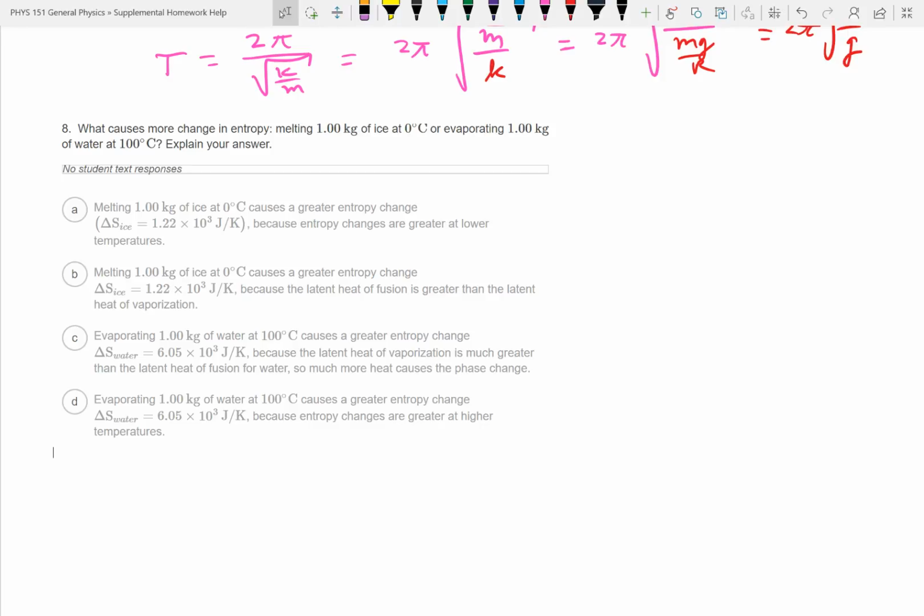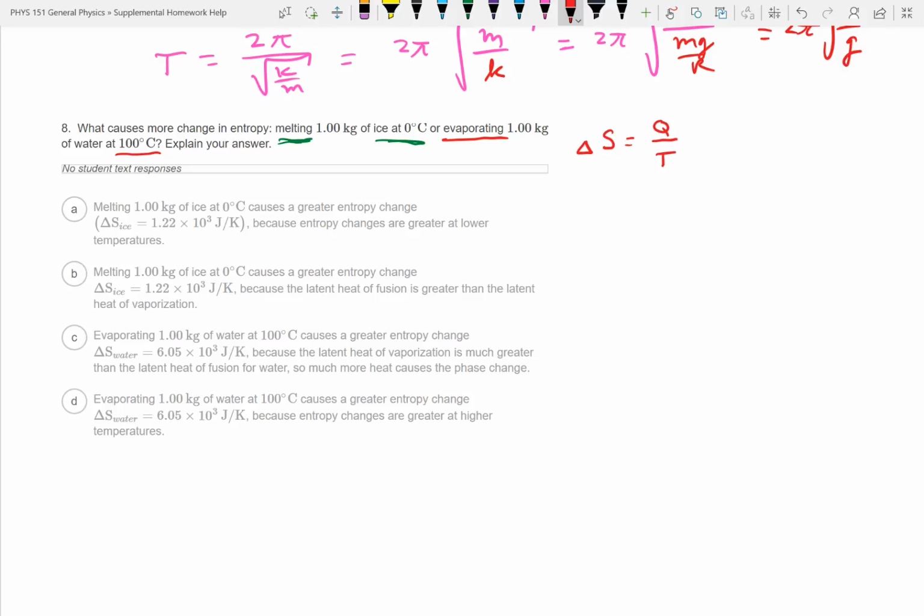The two situations are melting ice at 0 degrees Celsius and evaporating water at 100 degrees Celsius, with the same mass. So we're not changing temperature. We're doing constant temperature situations here. And what is the equation for change in entropy? Delta S equals Q over T. Yes.